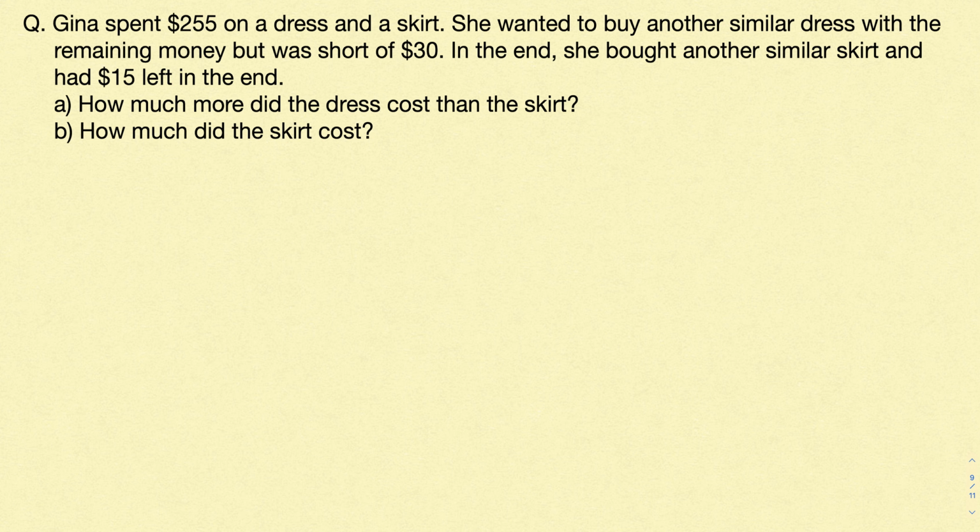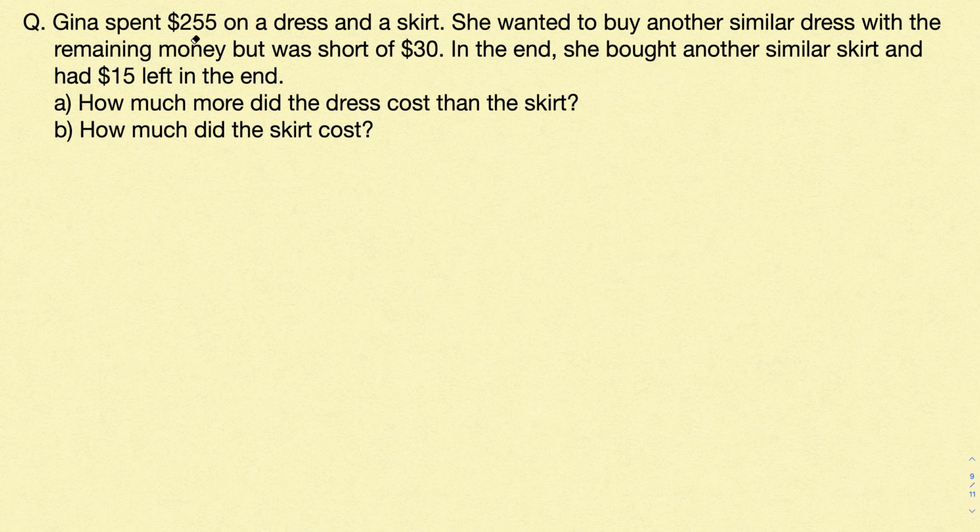Okay, so what we have here is there is a girl, Gina. She went on shopping and she spent $255 on a dress and a skirt. She wanted to buy another similar dress with the remaining money, but was short of $30. Okay, so let's write the first information first, like the cost of one dress and one skirt is 255, right? Because that's what she spent on one dress and one skirt.